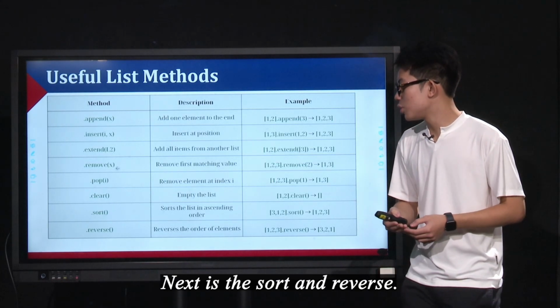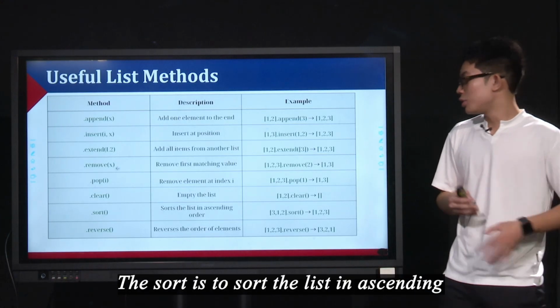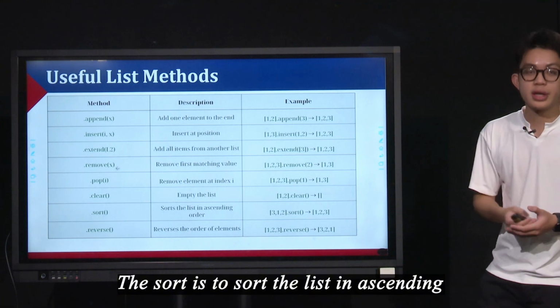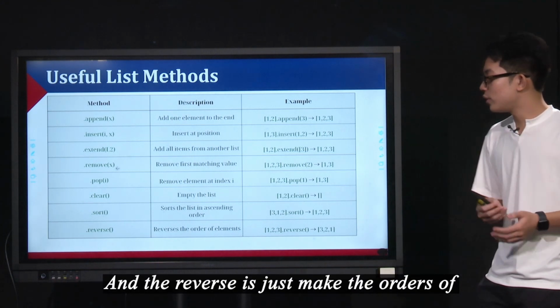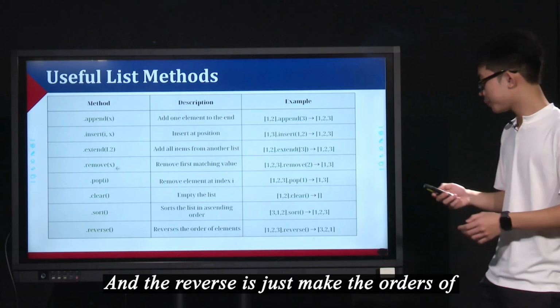Next are sort and reverse. The sort method sorts the list in ascending order, and reverse just reverses the order of the elements.